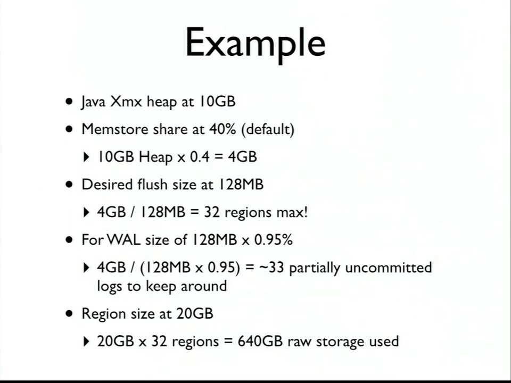And 32 is also interesting, if you do the math. I said the write-ahead logs get rotated at 95% of the block size, meaning that by the time you fill up 4 gigs of memstore, you have about 33 partially uncommitted write-ahead logs lying around before all of the memstores get written out, and then they can all be thrown away. That means the default 32 setting is already at that brink. Typically, because of changing workloads, you don't hit this, but that's where this comes from. So you have to be careful.